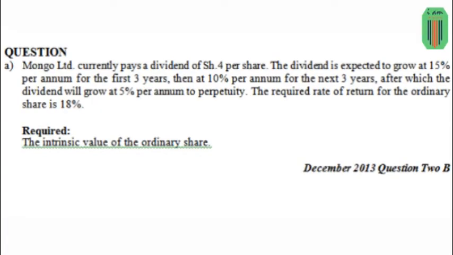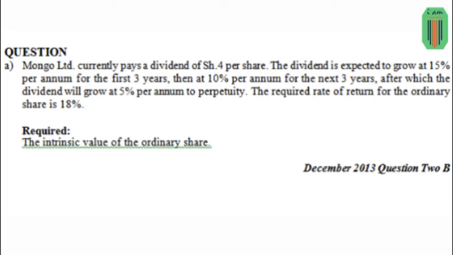Question December 2013, question 2b. I read: Mongo Limited currently pays a dividend of 4 shillings per share. The dividend is expected to grow at 15% per annum for the first 3 years, then at 10% per annum for the next 3 years, after which the dividend will grow at 5% per annum to perpetuity. The required rate of return for the ordinary share is 18%. Required, the intrinsic value of the ordinary share.